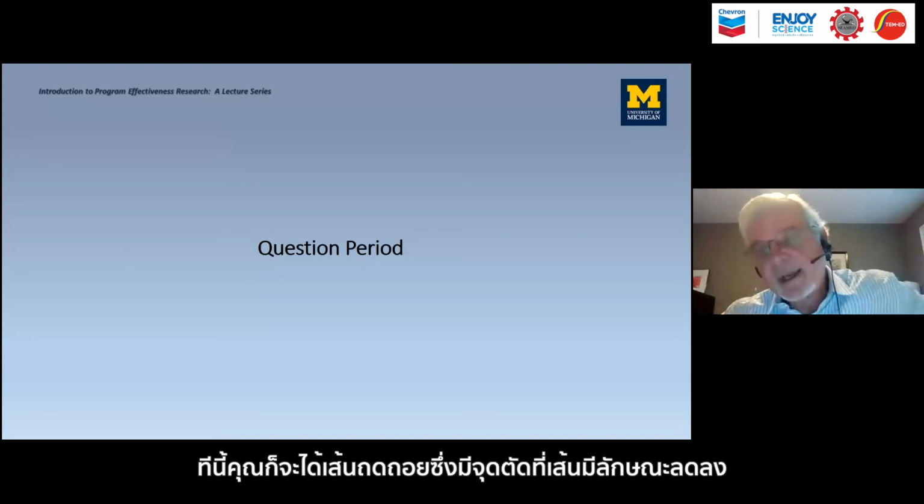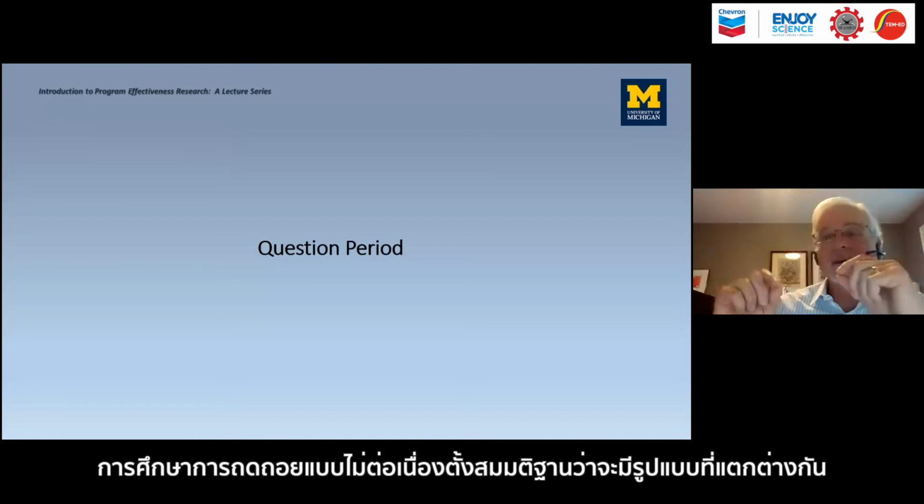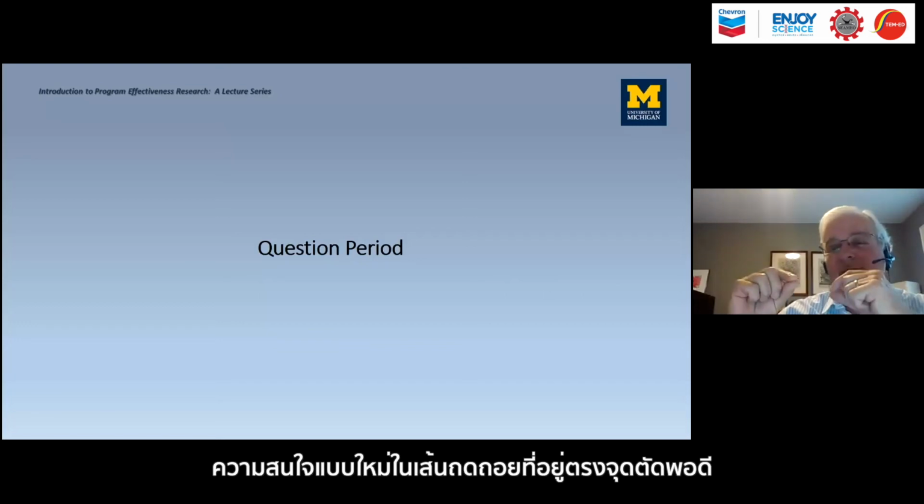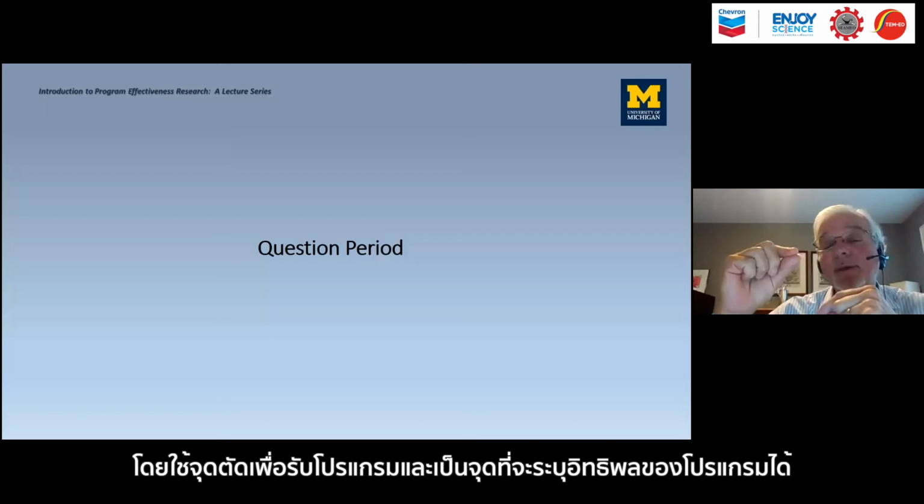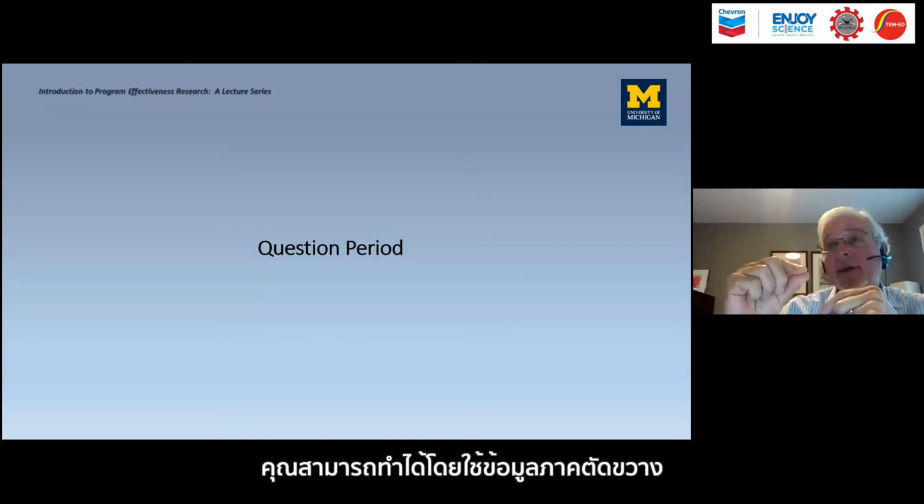The regression discontinuity study hypothesizes that there will be a uniform difference, a sort of new intercept in that regression line exactly at the cut point, so that there'll be a discontinuity in that regression line right at the cut point where treatment is applied. And that's where you identify the program effect. So you can do that with cross-sectional data.